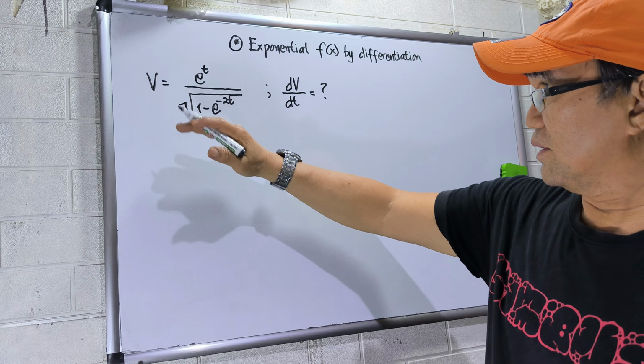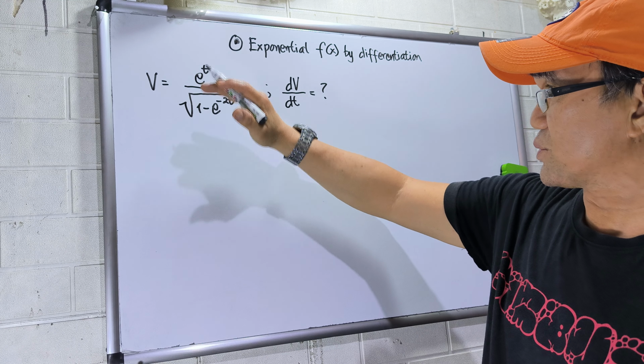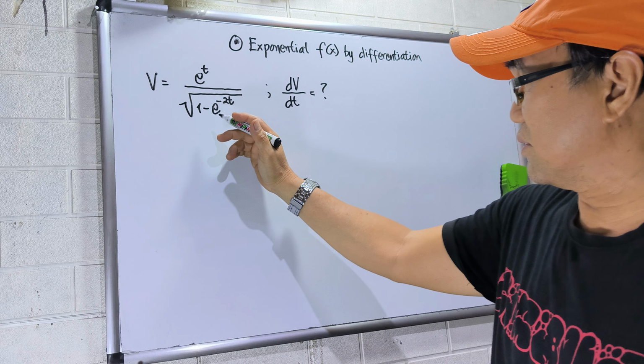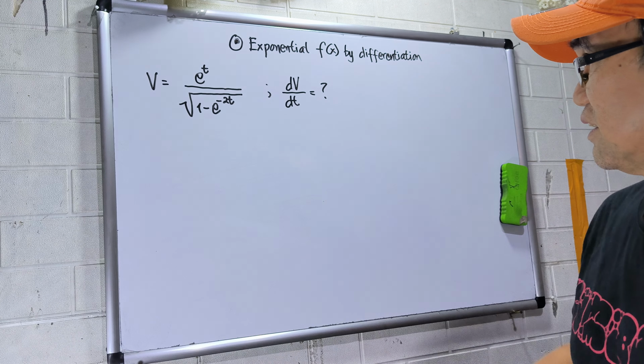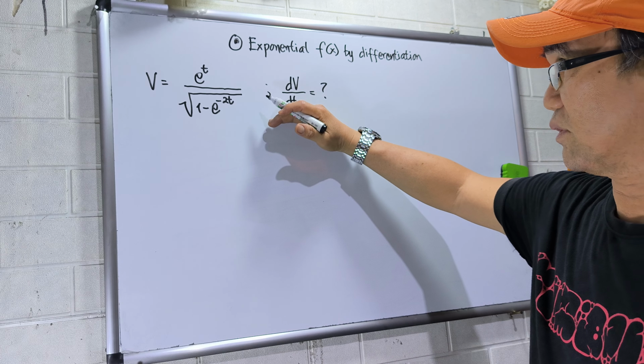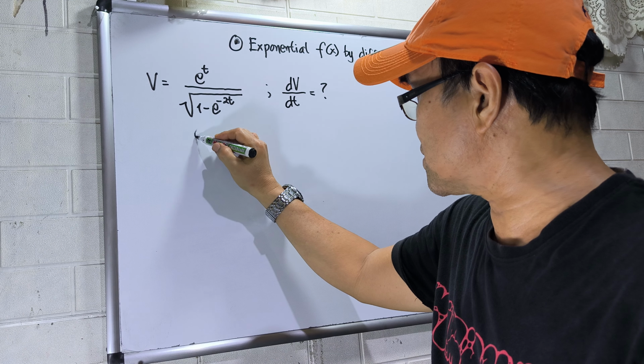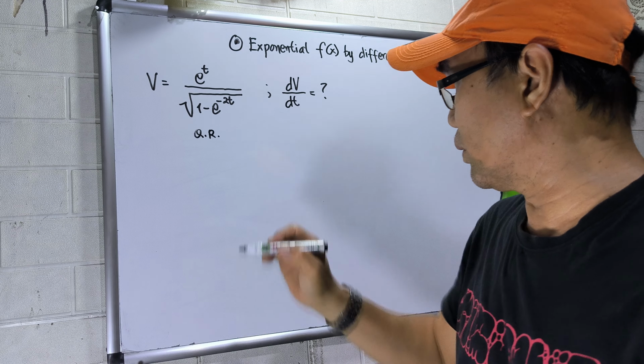So I have here, v is equal to e raised to the t all over the square root of 1 minus e raised to the negative 2t. Find dv/dt. Okay? So, take note, this is the quotient rule, QR.